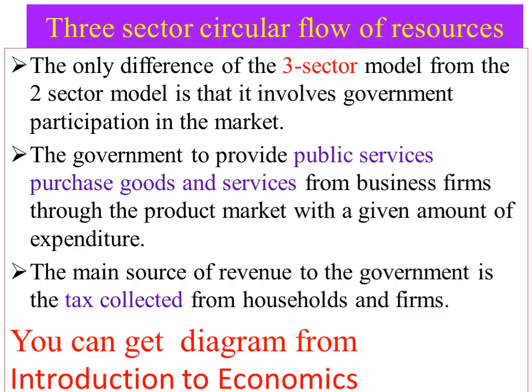The main source of revenue to the government is tax collected from households and the farms. The government can purchase products from the farmers and also collect tax from the farm as well as from the households. The government can also give subsidies and give transfer payments to farms as well as to households.